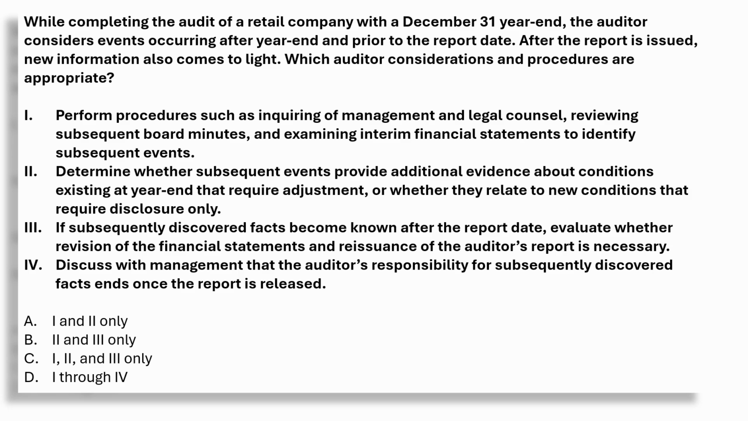Let's walk through this. Statement 1. Perform procedures such as inquiries of management, reviewing board minutes, and examining interim financials. Yes, these are required audit procedures under AUC 560 to identify subsequent events through the date of the auditor's report. Statement 2. Determine whether subsequent events provide evidence about conditions existing at year-end, Type 1 events requiring adjustment, or new conditions after year-end, Type 2 events requiring disclosure. Yes, this classification is fundamental to subsequent event evaluation.